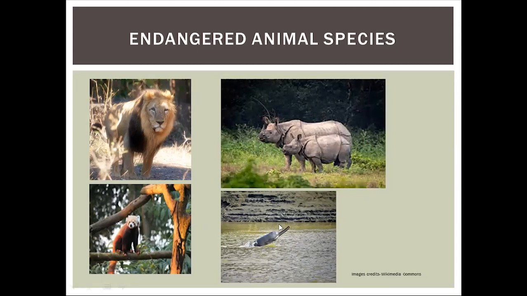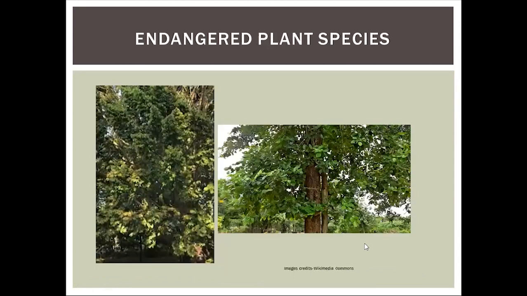Then for the Ganges river dolphin, mostly habitat fragmentation due to building of dams on the rivers, and also river pollution. Then we have discussed endangered plant species. Sorry, this is the Ebony tree. Endangered plants are Ebony tree and the red sandalwood.